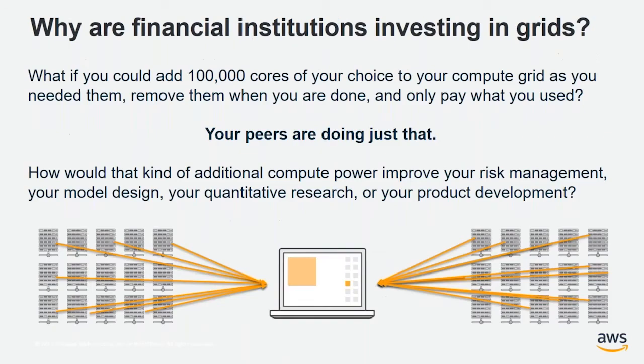So why are financial institutions investing in risk grids? The ability to use tens or hundreds of thousands of cores on CPU or GPU hardware on a pay-as-you-go basis provides unprecedented flexibility to meet risk and trading demands.